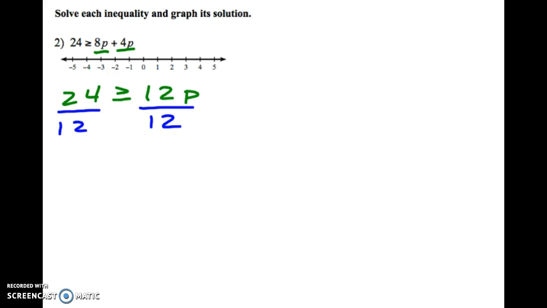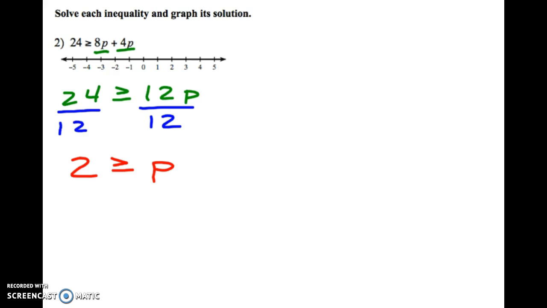Moving on to problem number 2. Once again, similar to what we do when we solve multi-step equations, we want to add like terms. So on the right side we have that 8p and the 4p. If we add those together, we should get 12p. Next, we would divide by the 12. 24 divided by 12 will give us 2. So we have 2 is greater than or equal to p.